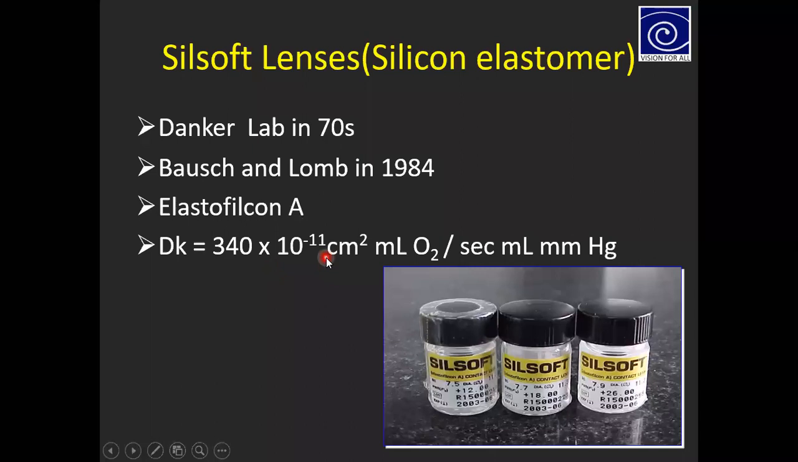One of the good things about Sil-soft lenses is that the child can sleep with these lenses, since they are made of silicone hydrogel material and their Dk is very high, so the child can sleep with these lenses.